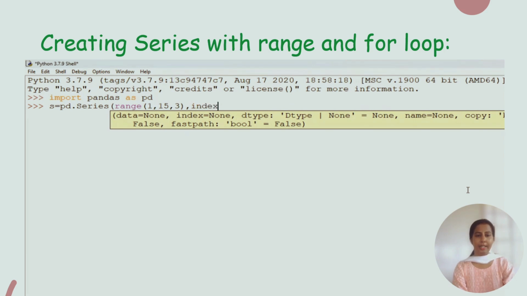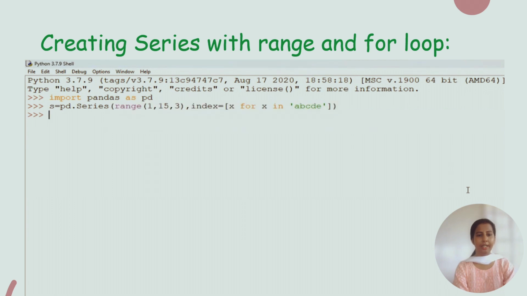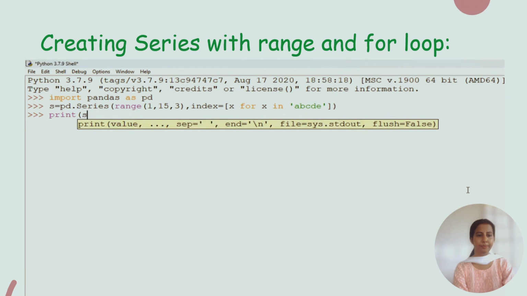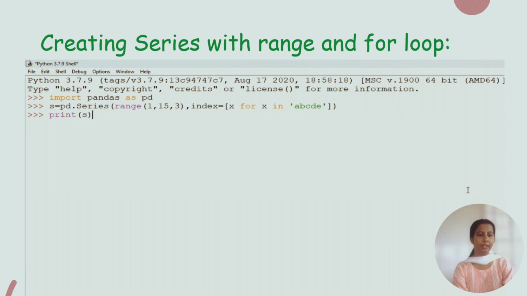I will mention the index to take the for loop. So x for x in A, B, C, D, E. So A, B, C, D, E will be the index. Now I will print it. So you can see this is the output, A, B, C, D, E as the index, and the values are 1, 4, 7, 10 and 13.